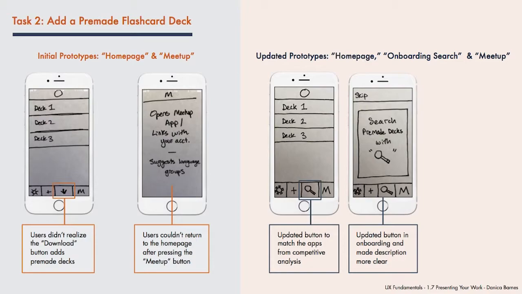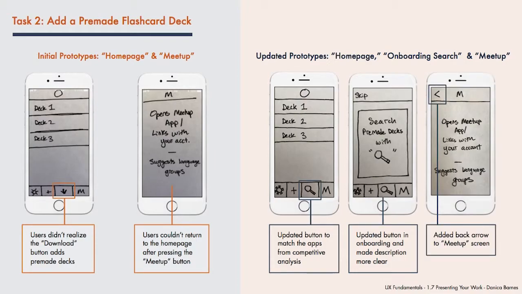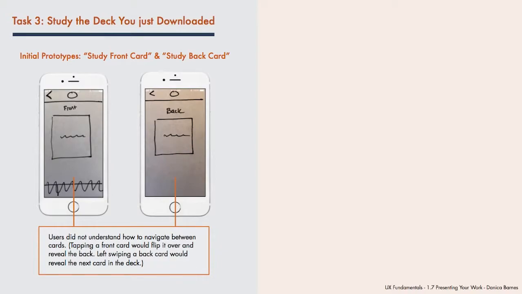And so that was a very easy fix. We just simply added in a back button so that people would not get stuck. For the third task, that was study a deck that you just downloaded. And this one went fairly well. The users were able to do it, but they kind of got tripped up with some of the navigation.